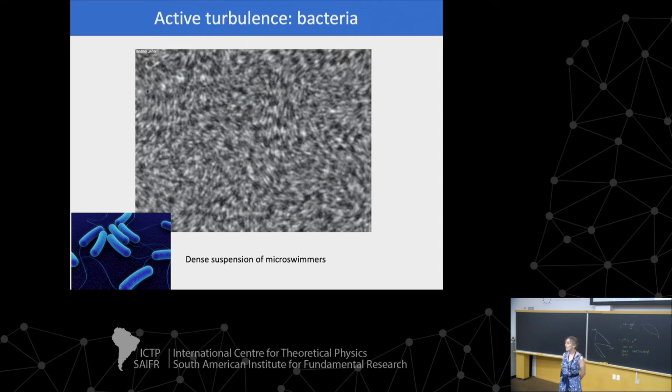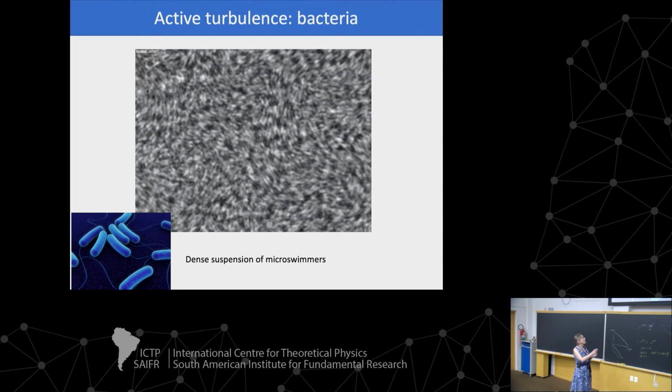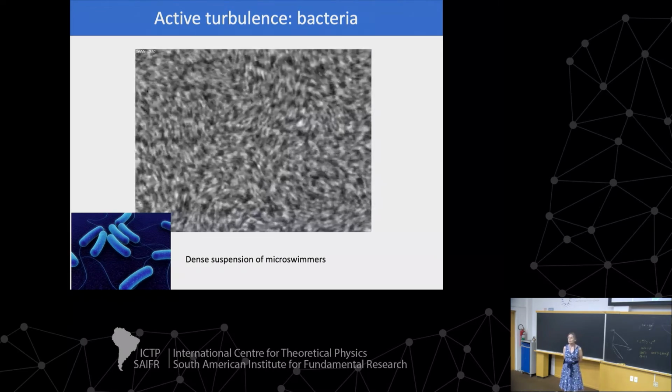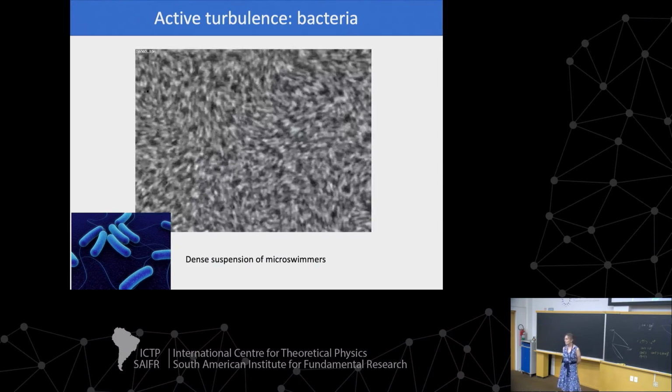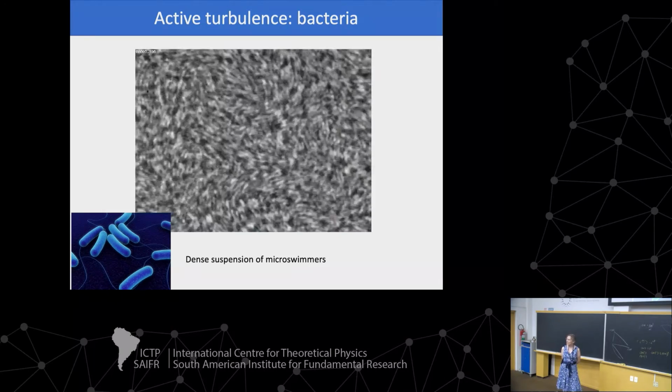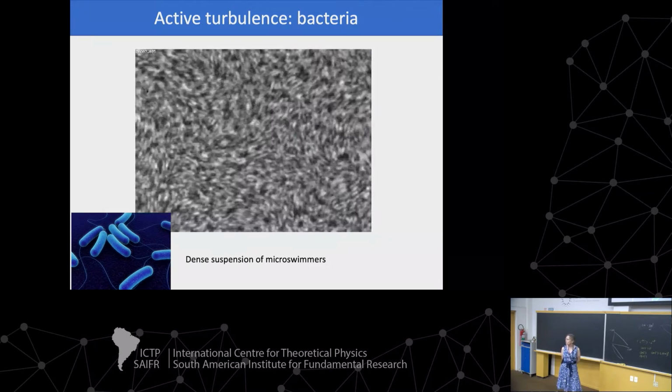So we've got a dense collection of active particles. What I've got here is a dense two-dimensional suspension of these microswimmers. These guys are E. coli, I think, although I must say I probably just got that from somewhere. But this is real experiments, and this is what you see. Looks turbulent, yeah? Looks chaotic. The flow fields look chaotic.